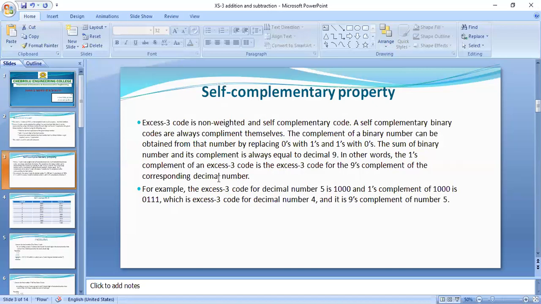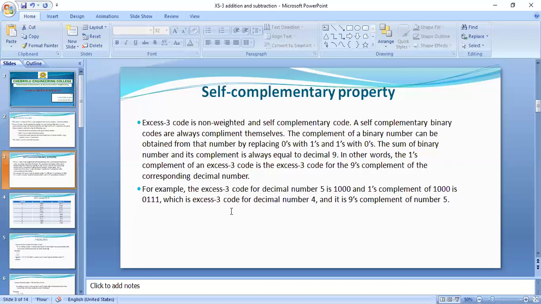Here I'm taking one example to explain the self-complementing property clearly. I'm taking the decimal number 5. For decimal number 5, the equivalent XS3 is 1000. The ones complement of this XS3 number is 0111. Which is the XS3 code for the decimal number 4? So what we get here, 0111, is the XS3 code for the decimal number 4.